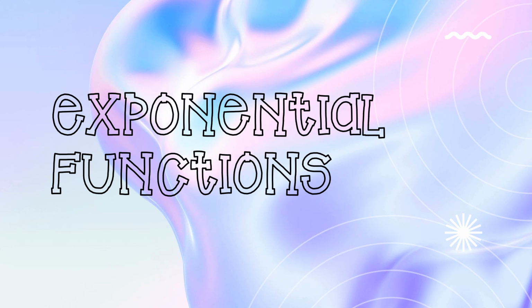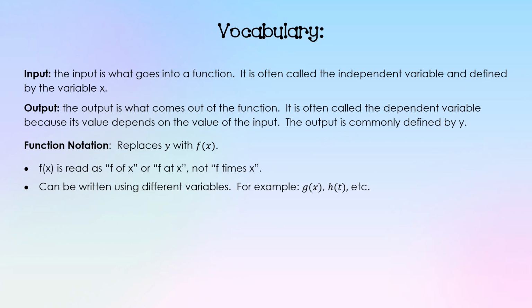Let's take a look and see how our geometric sequences relate to our exponential functions. Some refresh of vocabulary, a reminder that the input is what goes into a function. It is called the independent variable and is typically defined as the variable x. Our output is what we get out of the function. It is called the dependent variable and is often represented by y.